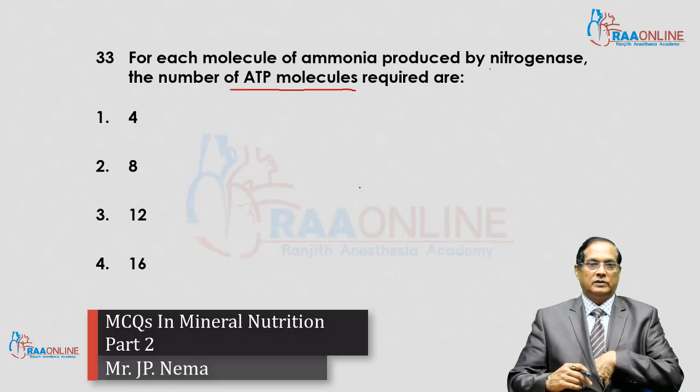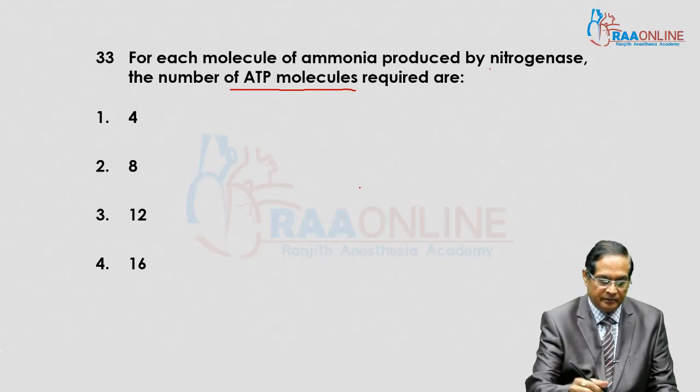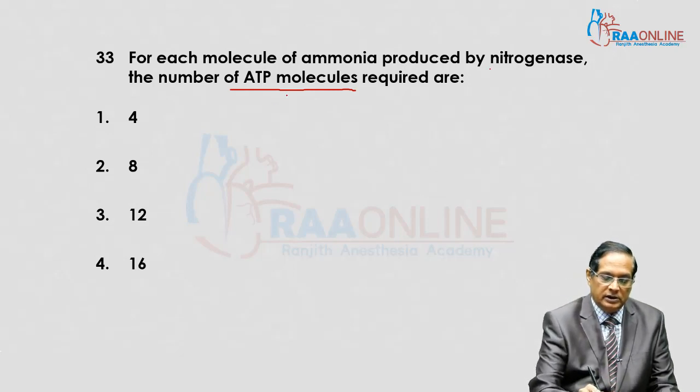Question number 33. For each molecule of ammonia produced by nitrogenase enzyme, how many ATP molecules are required during the reduction of nitrogen? During the reduction of nitrogen, 2 dinitrogen is required.